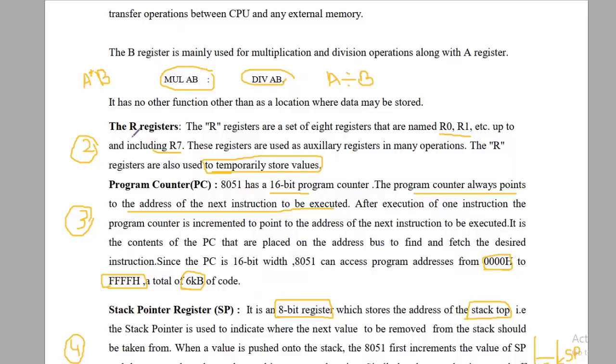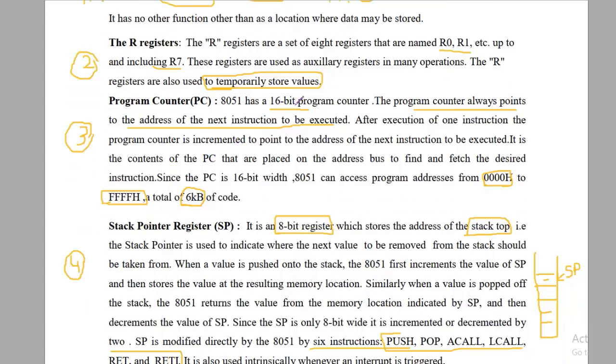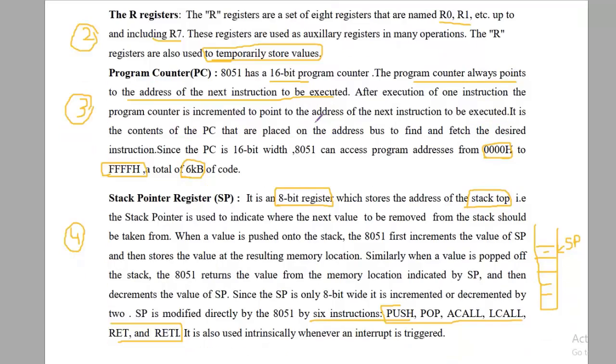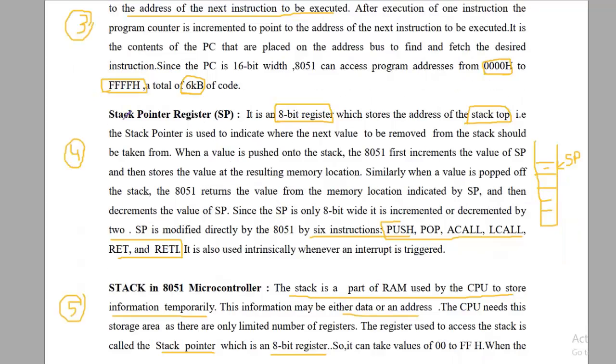The next is the R registers. So there are 8 registers: R0, R1 up till R7, and they are used to store values temporarily. Next is the program counter, which is a 16-bit program counter, which always points to the address of the next instruction to be executed. Okay, so next is the stack pointer. It is an 8-bit stack register, which basically points to the top of the stack. You can perform operations such as push, pop, acall, lcall, ret, reti on the stack.